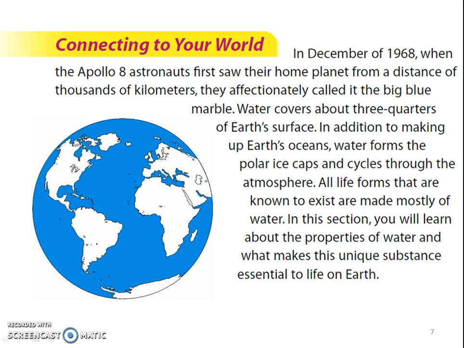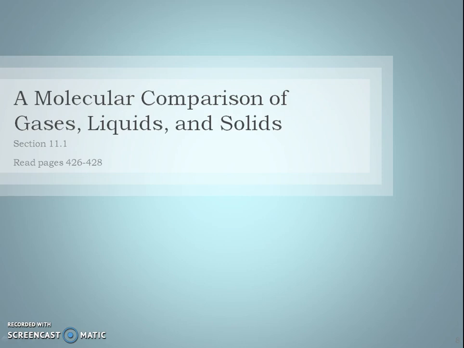And in December of 1968, when the Apollo 8 astronauts first saw their home planet from a distance of thousands of kilometers, they affectionately called it the Big Blue Marble. Water covers about 3/4 of Earth's surface. In addition to making up Earth's oceans, water forms the polar ice caps and cycles through the atmosphere. All life forms that are known to exist are made mostly of water. In this section, you will learn about the properties of water and what makes this unique substance essential to life on Earth. In Section 1, it's titled A Molecular Comparison of Gases, Liquids, and Solids.